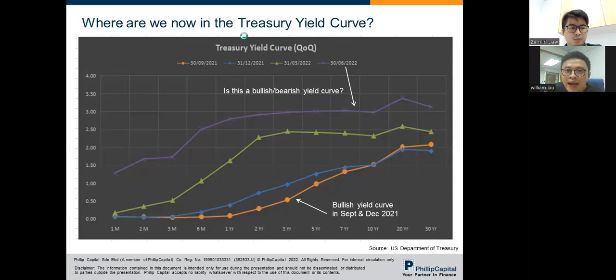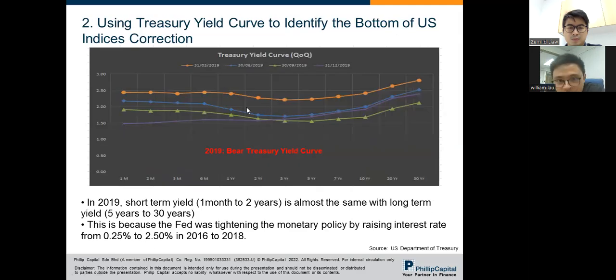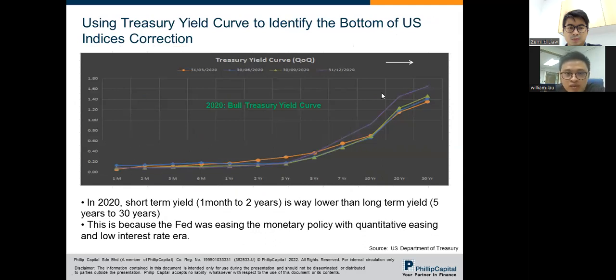So where are we now in the treasury yield curve? We understand the bull, we understand the bear. Now we try to know where we are now. If you look at it, this purple line is dated 30th of June. Is this a very bullish yield curve yet? The answer is definitely no, because we need to wait until the very short term, the 1 month interest rate, rises to probably above 2.5 into a straight line like this, then only will it move back into something like this.